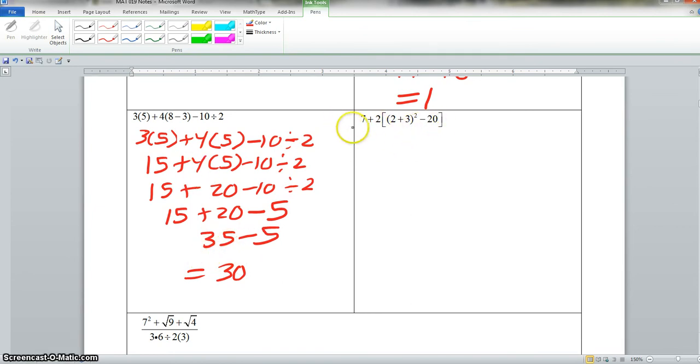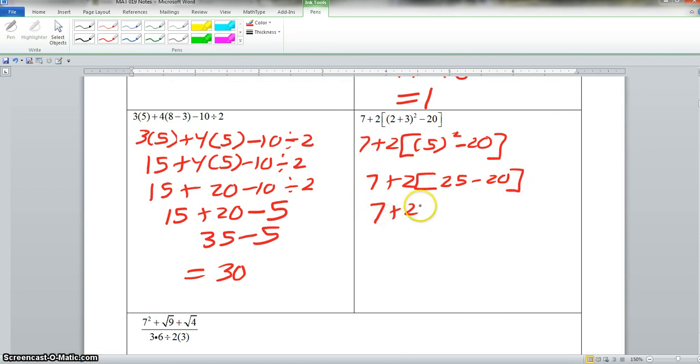Now we come here to the next set. Now we have addition, this will be multiplication. We have our bracket, which is a form of parenthesis, and we have a parenthesis on the inside and an exponent on the inside of the parentheses. Now, what we need to do is go inside this bracket and do these parentheses. So we have 7 plus 2 bracket, 2 plus 3 is 5, squared minus 20. So we have 7 plus 2 bracket, parenthesis 5 squared. We know we would do this exponent before we do the minus 20. 5 squared is 25 minus 20.